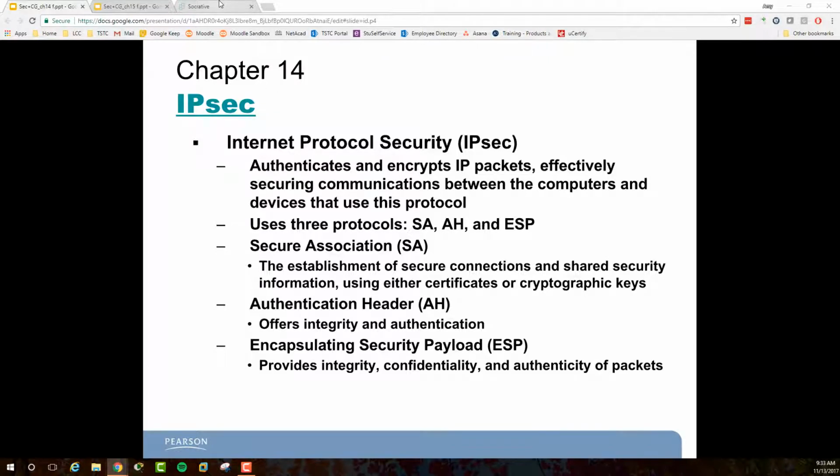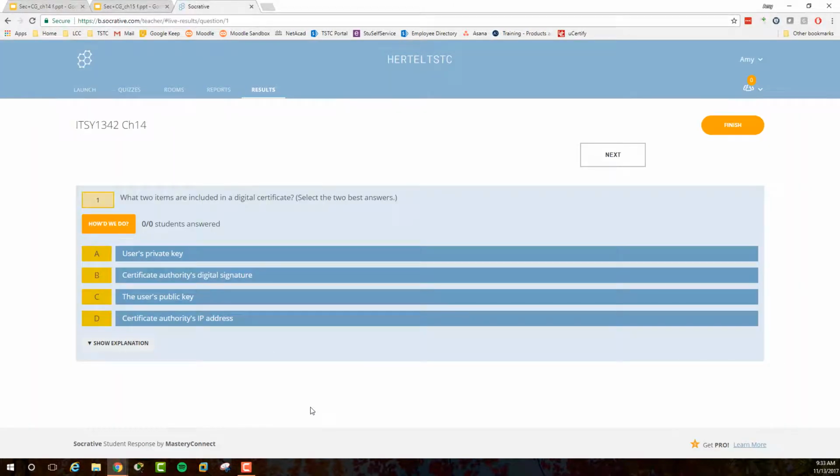I want to run through the Socrative questions, and I know that we can't collaborate on them in class like we normally would do. But maybe if you want to pause the video, look through the answers and make your own guess and go over that with me. What two items are included in a digital certificate? Select the two best answers. A, a user's private key. B, certificate authority's digital signature. C, the user's public key. Or D, the certificate authority's IP address. Let's look at the answer together.